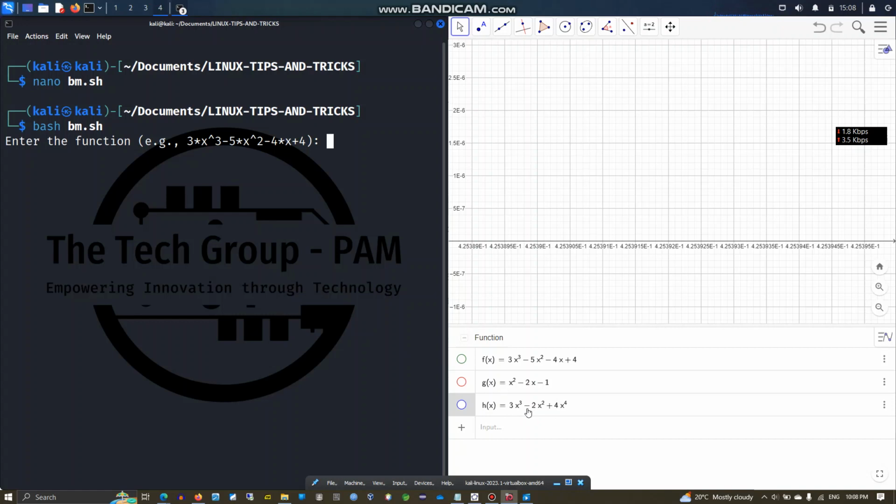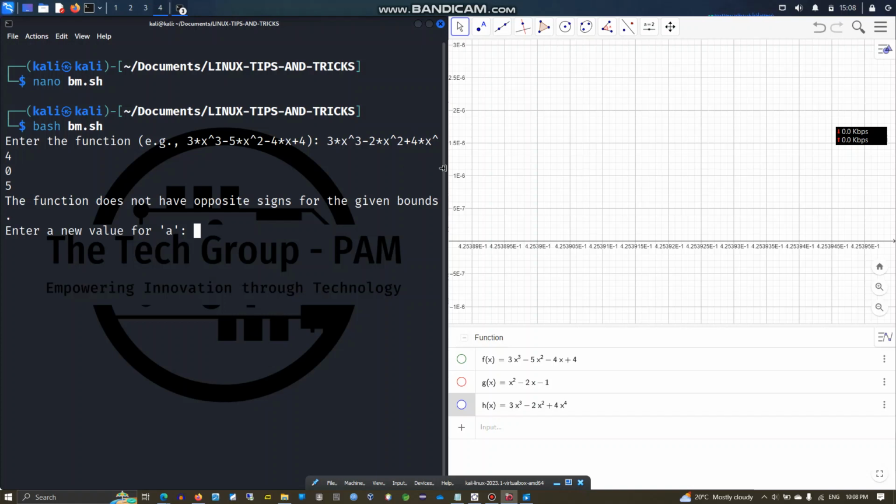Nitaanza na hii ya chini, 3x cubed. So 3 times x cubed minus 2 times x squared plus 4 times x power 4. Okay, let me choose the right a and b, because at 0 and 1 we're not getting the answer.